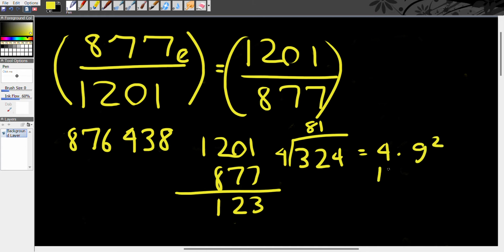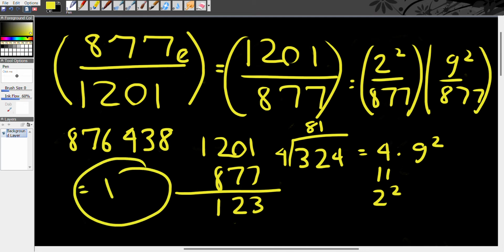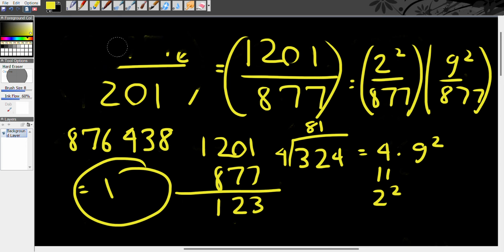So this is a square, and this is yet another symbol that is really, really easy. It's 2 squared over 877, 9 squared over 877. Both are equal to 1. This Legendre symbol is equal to 1. So those are two easy symbols that once you land on that square, you're done.